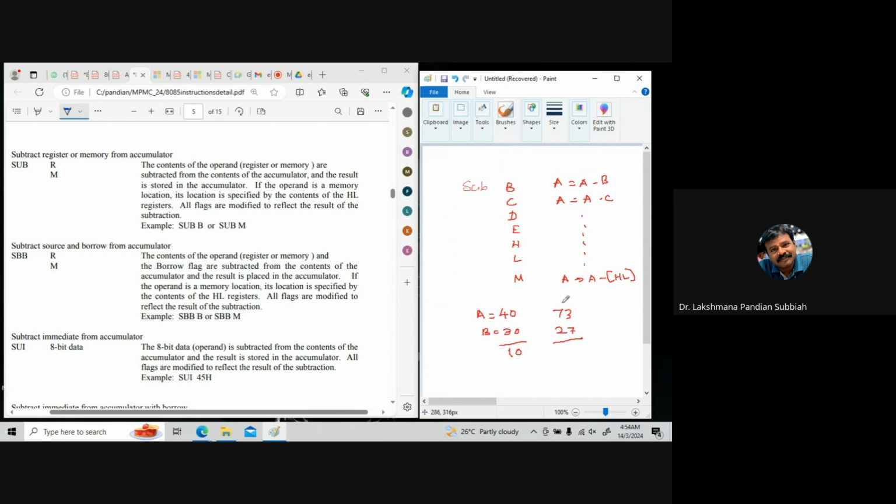We are taking one borrow from here, and since it is hexadecimal, we take 16. 16 plus 3 is 19. 19 minus 7 is 12, and 12 is C. Then we have 6, and 6 minus 2 is 4. So the result is 4C. And in the earlier case the result is 10.